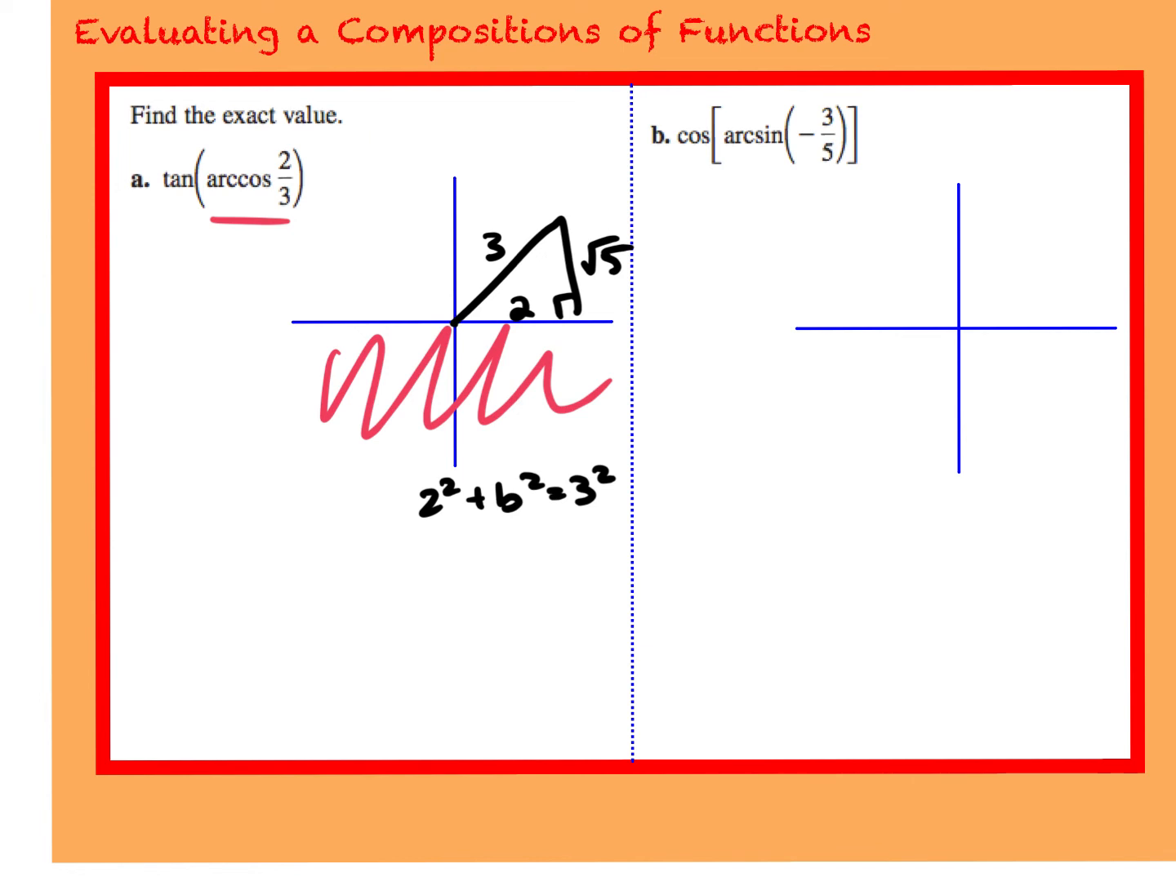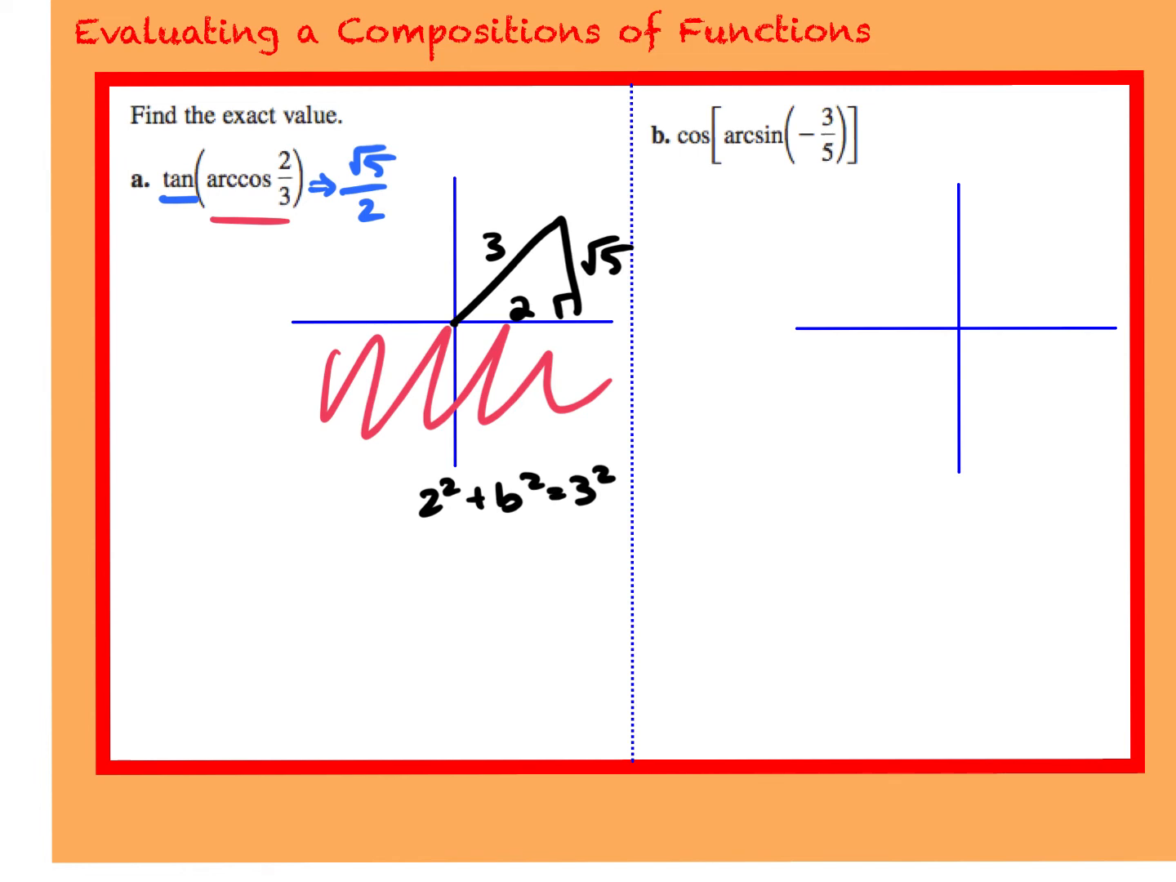So now that I have my triangle, it's pretty easy. Now let's do the tangent of that thing. So what's tangent? Opposite over adjacent. So what's my opposite? Square root of 5. What's my adjacent? 2. And we're done. I like these.